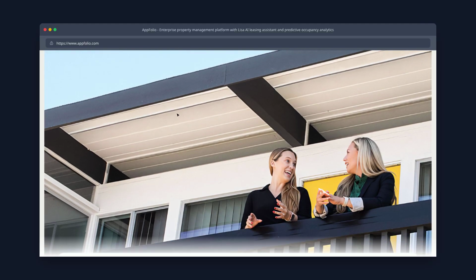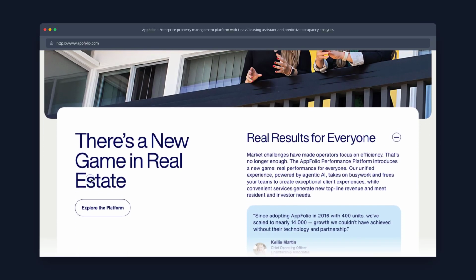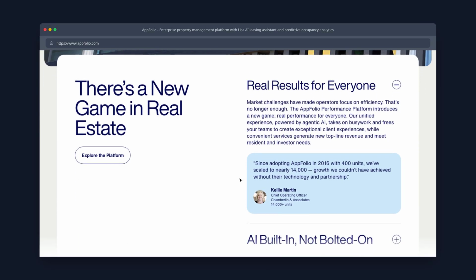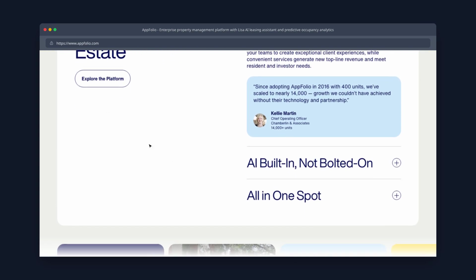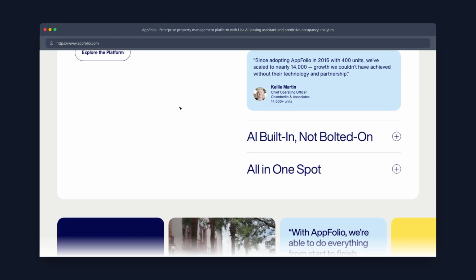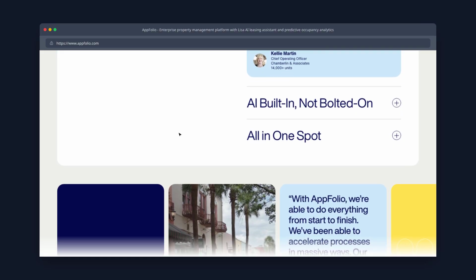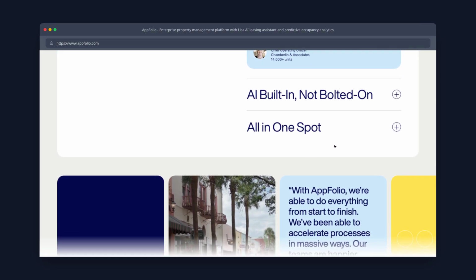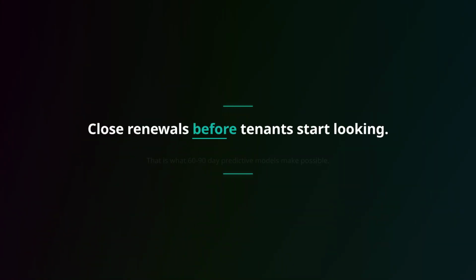AppFolio is one of the most widely adopted platforms in property management, and their AI has grown significantly. Lisa AI handles inbound leasing inquiries around the clock, while their predictive analytics engine analyzes payment behavior and lease timelines to forecast occupancy risk by property, building, or unit type. For a company managing a 200-unit complex in Phoenix, Lisa AI can flag a cluster of lease expirations in the same month and trigger a targeted renewal campaign weeks ahead of time. Best suited for portfolios of 50 units or more that want an all-in-one solution.